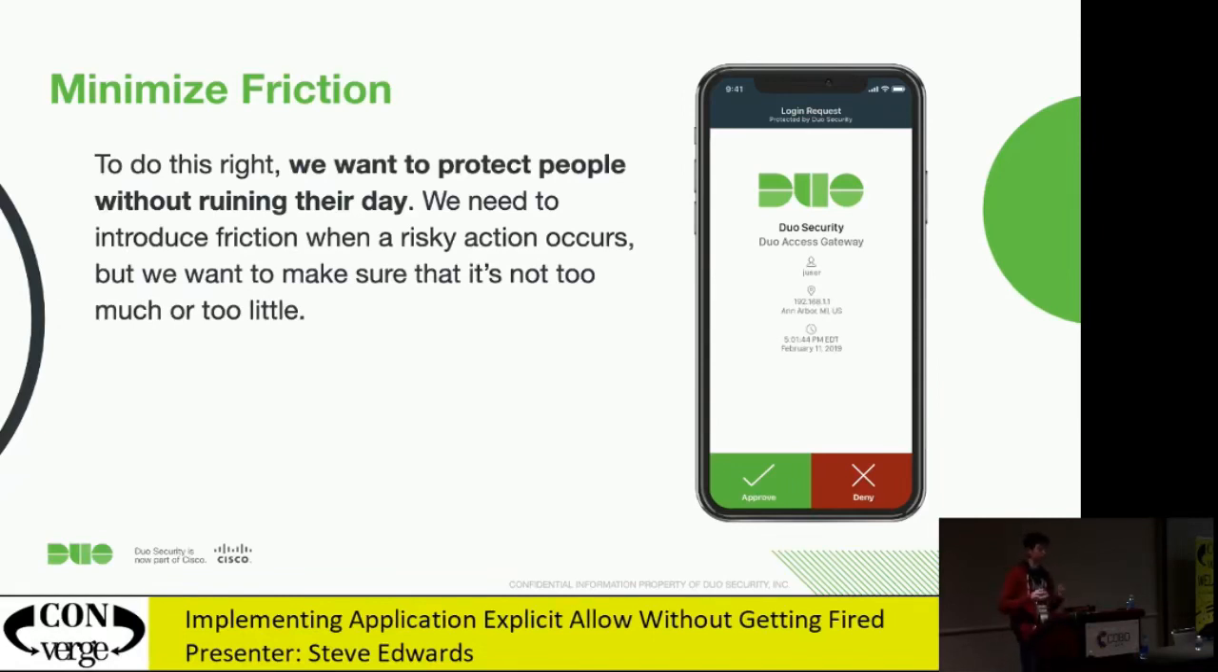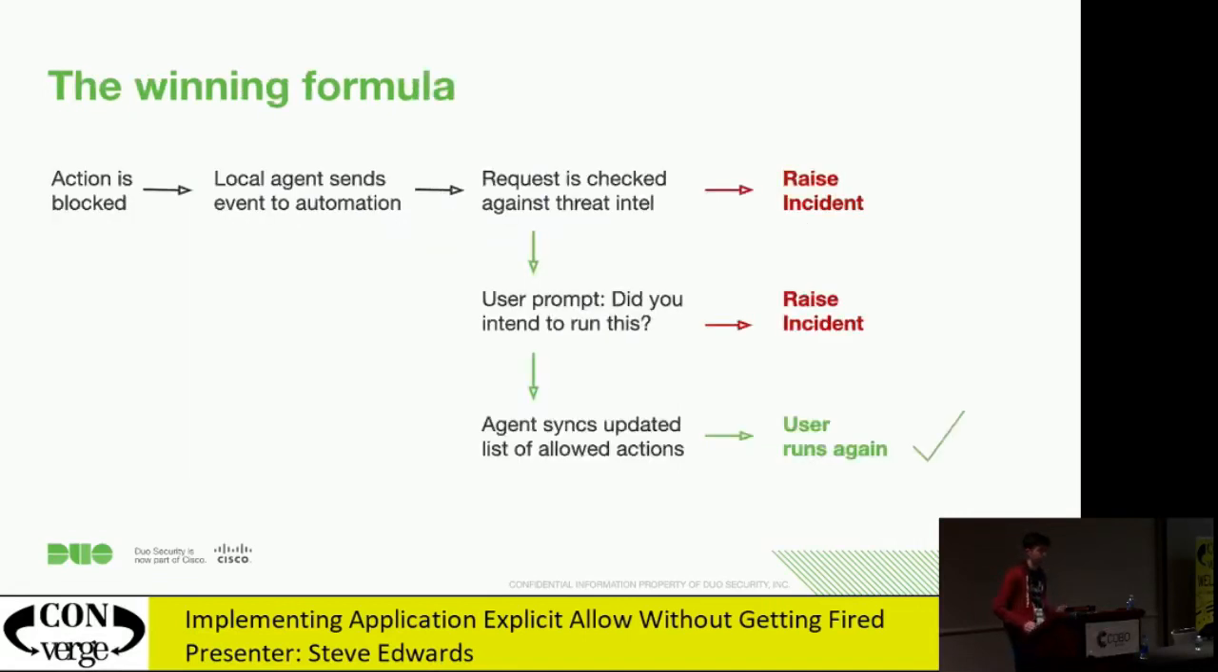We just want to introduce the right amount of friction when a risky action occurs. But make sure that it's not too little and too much. Just enough friction for someone to slow down and say, hey, is this really what I wanted to do? And at the same time, provide them with the best security that we can. So the winning formula, and we've applied this across all of our platforms, and I'll go through and I'll show you some examples of each.